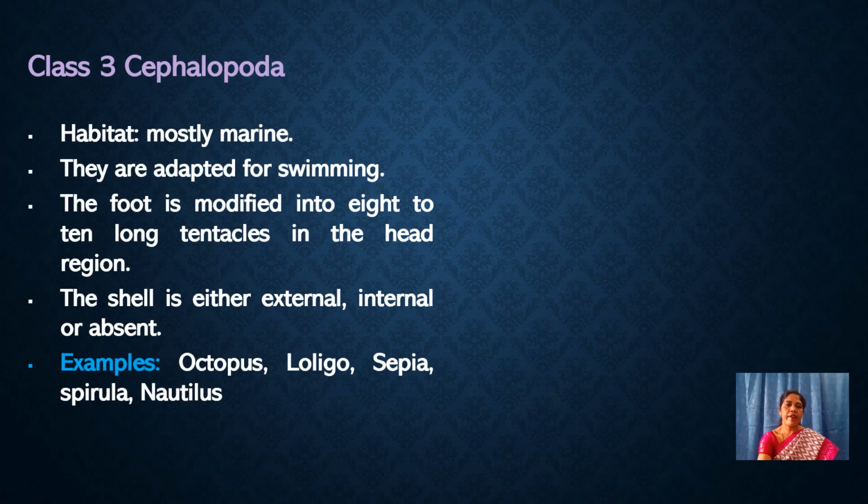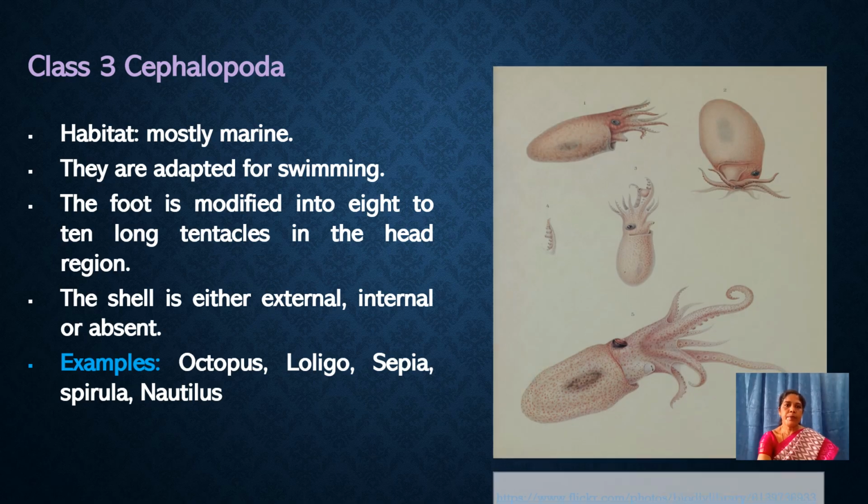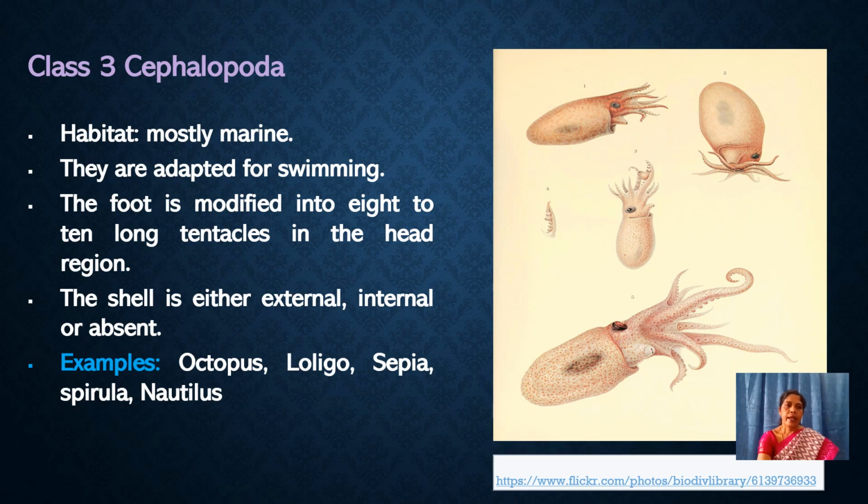Class 3 is Cephalopoda and they are mostly marine organisms in this class. They are adapted for swimming. The foot is modified into 8 to 10 long tentacles in the head region. The shell is either external, internal, or absent. Examples are octopus, Loligo, Sepia, Nautilus, etc.